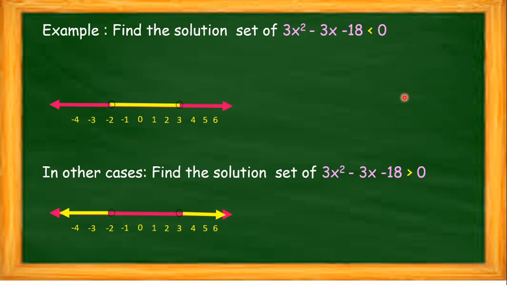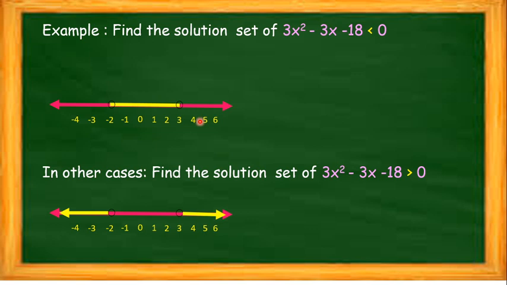Next, the solution set of 3x squared minus 3x minus 18 less than 0 is the same as the other solutions shown before. Instead of using the solid dot, we use the hollow dot because we use less than with no equal sign below. So the solution is the same, but a hollow dot means the critical points are not included. Together with our greater than, there is no equal sign, so we use a hollow dot.